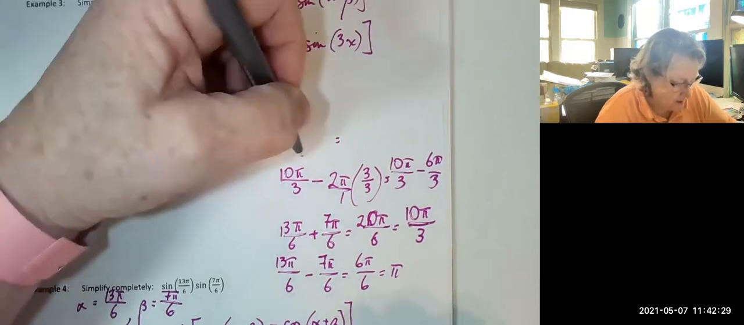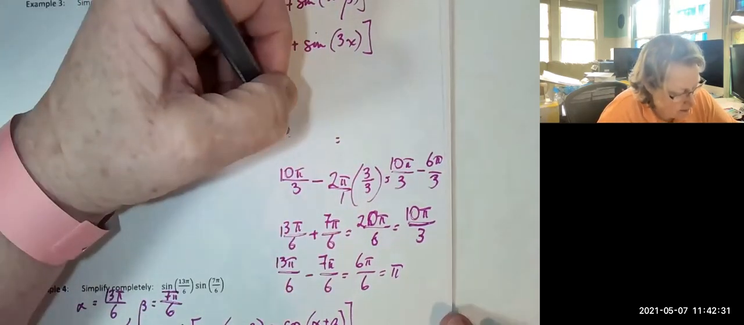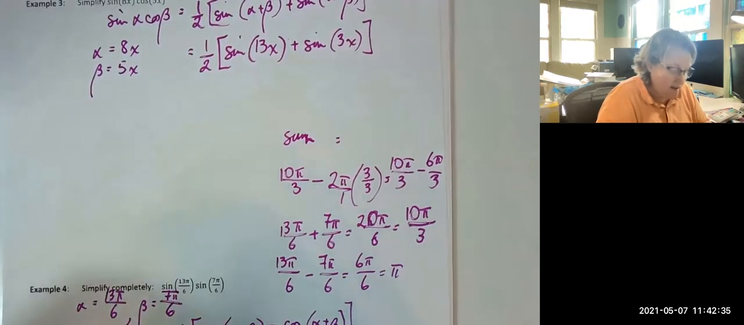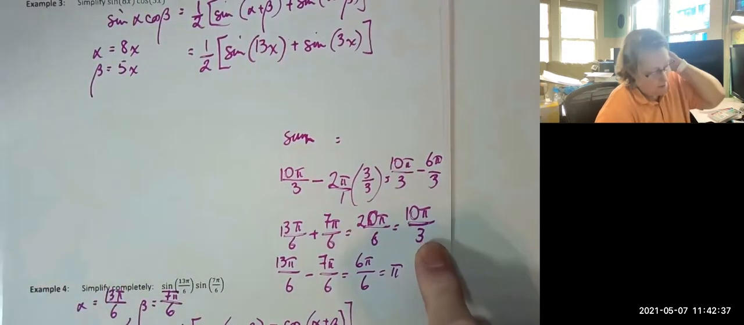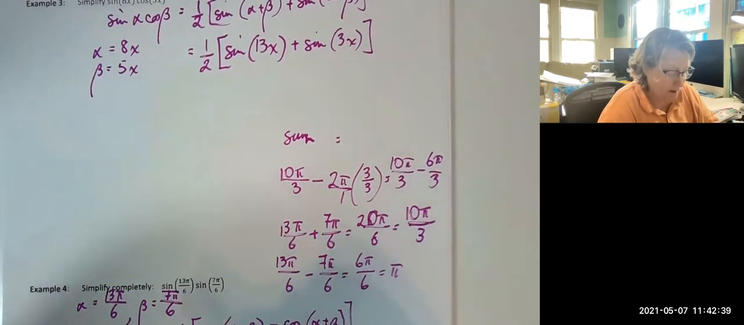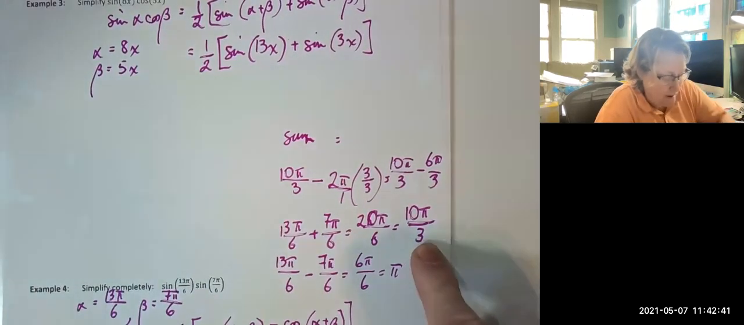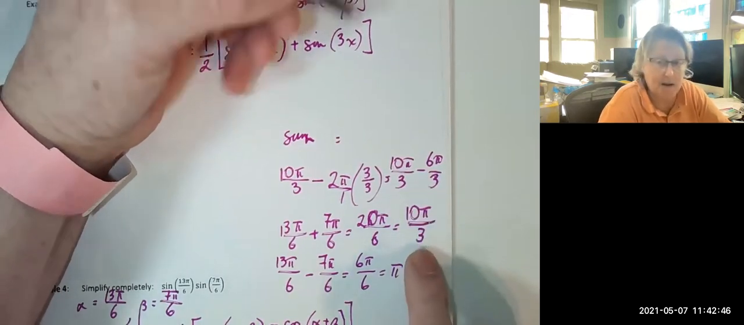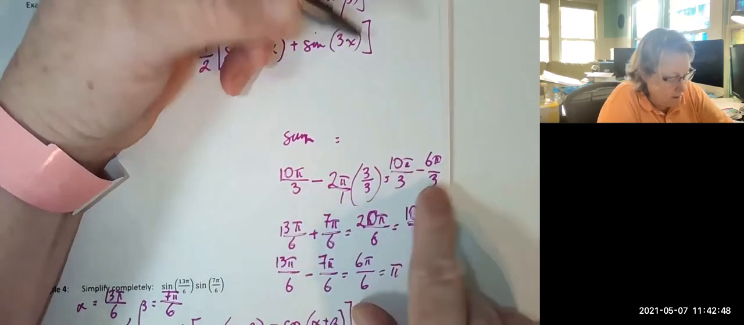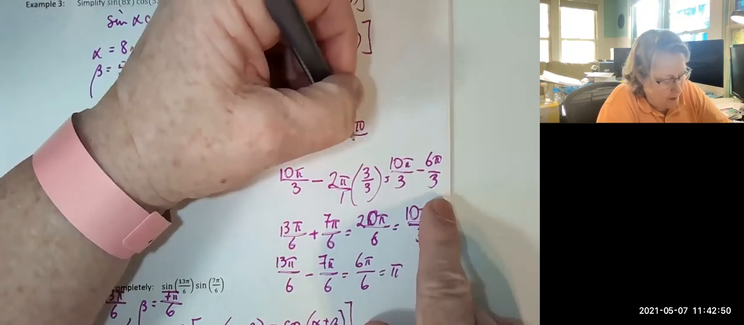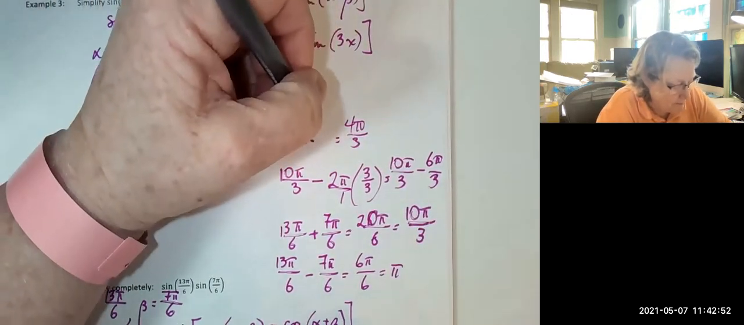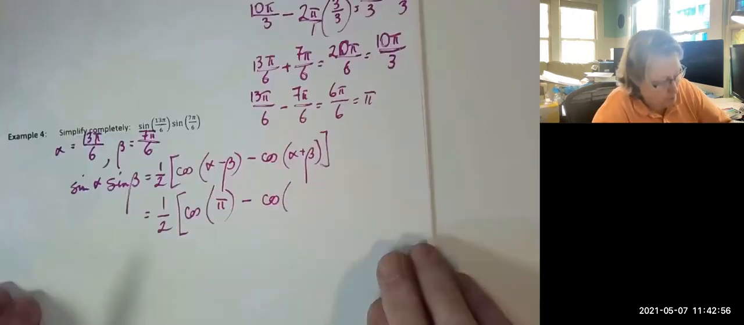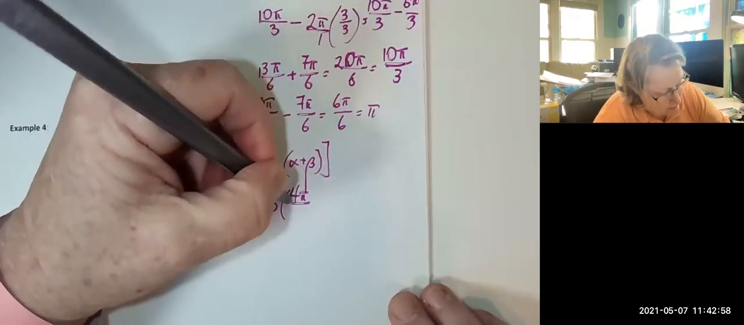So the sum, let's see, are we looking at the sum? Yes. The sum, this is not the same angle, but this is a coterminal angle. It will have the same sine and cosine. So our coterminal angle for 10 pi over 3 will be 4 pi over 3. So I'm going to put 4 pi over 3 here.